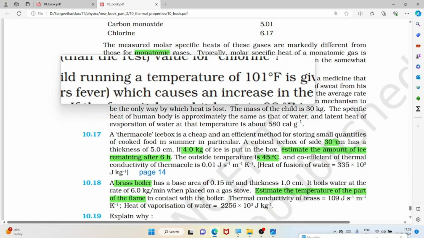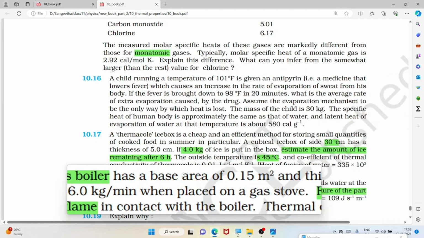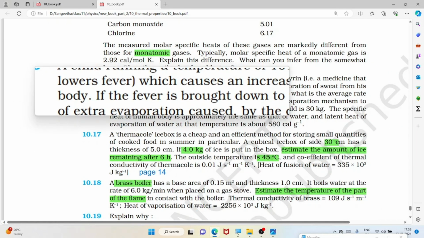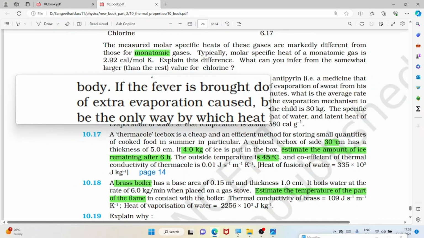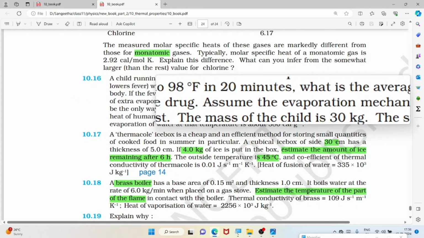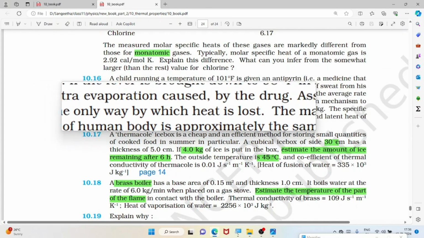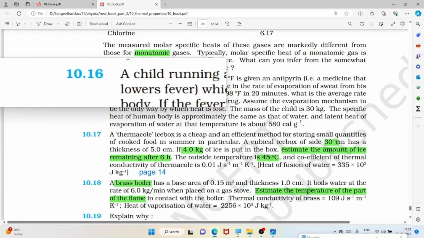16. A child running a temperature is given an antipyrin, a medicine that lowers the fever, which causes an increase in the rate of evaporation of sweat from his body. The temperature is brought down in 20 minutes. What is the average rate of evaporation? Okay, these things are given in question 16.